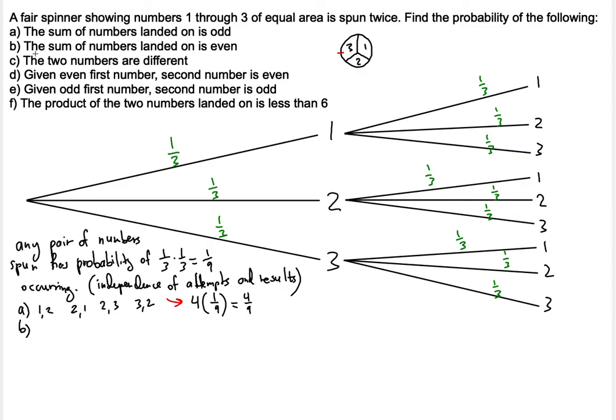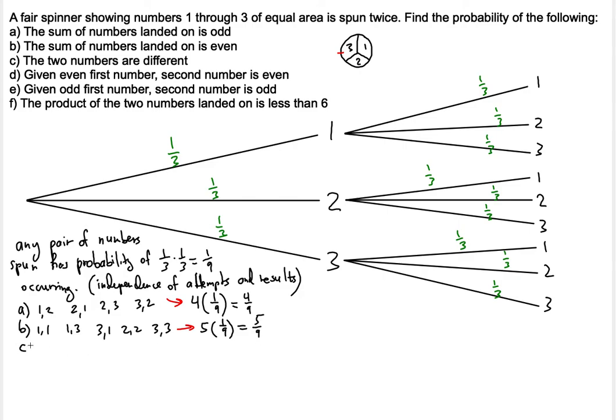Now the second part says the sum of the numbers landed on is even. How do you get even? You get even from either adding the odd numbers or adding the even numbers. So what are the possibilities? Adding the odd numbers, we can get 1 and 1. We can get 1 and 3. Switching that, we get 3 and 1. We can get 2 and 2. We can get 3 and 3 finally. So altogether, how many pairs is that? This is exactly 5 pairs: 1, 2, 3, 4, 5. So the probability is 5 times a pair, which is going to be 5/9.